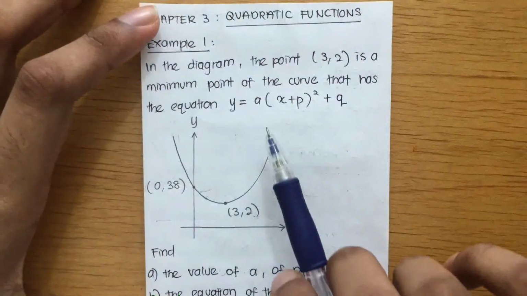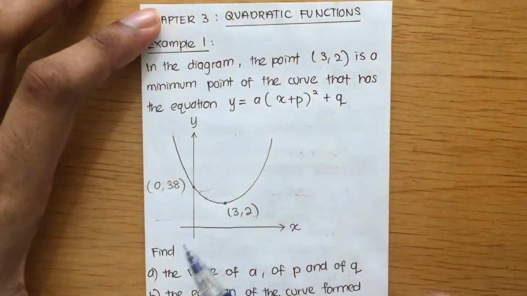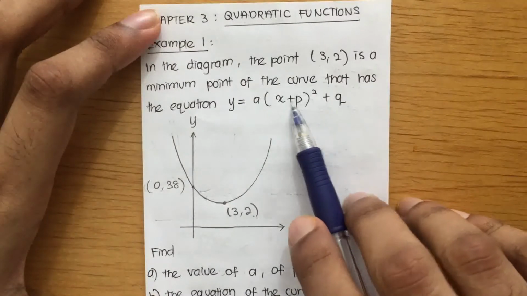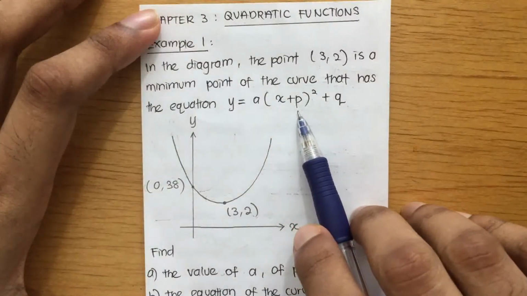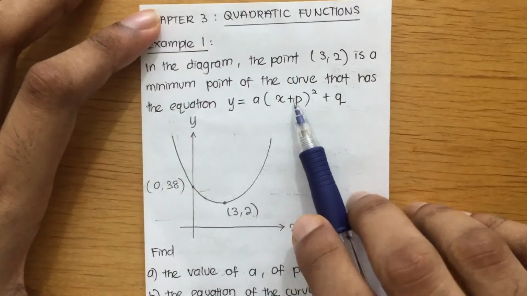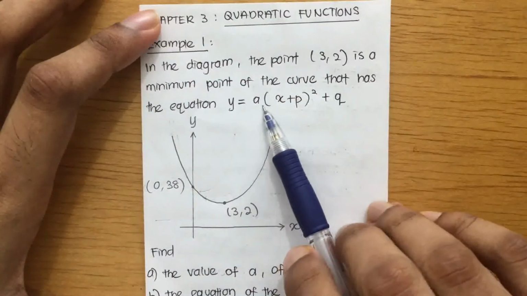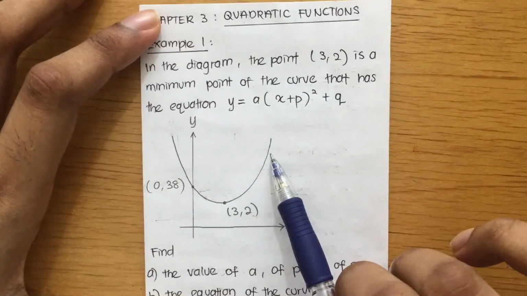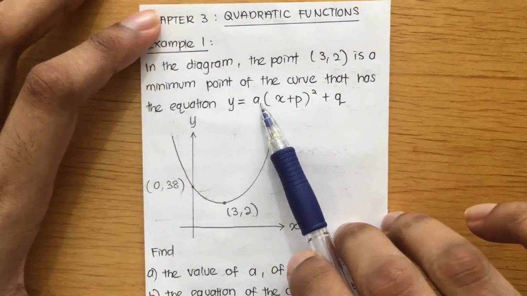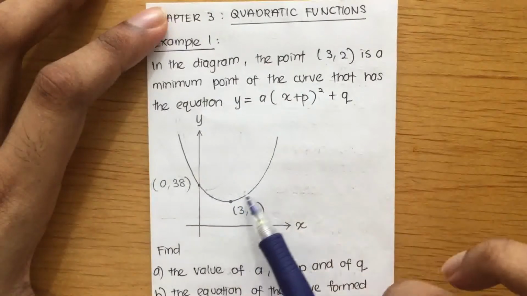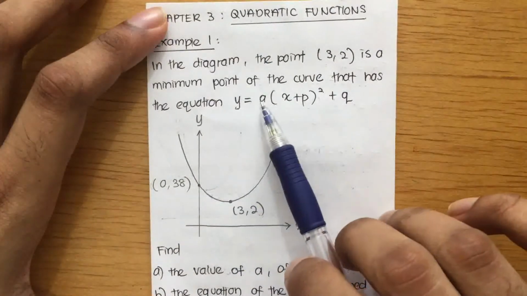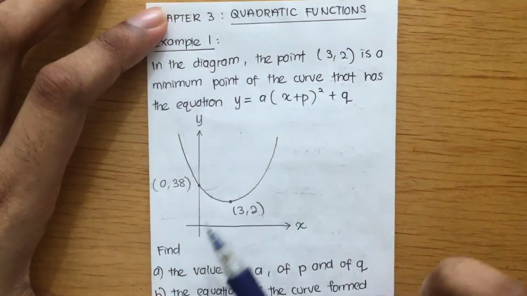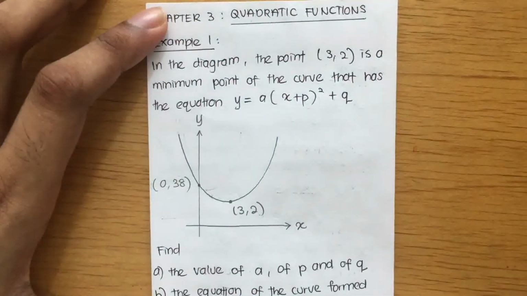Just for your information, this equation is actually the general form of a quadratic function. This q stands for the minimum value. This p is the axis of symmetry equation, which later on you will get x equals negative p. And the coefficient a represents whether your quadratic function has a positive or negative coefficient. If it's positive, you get a smiling face like this. If you get negative, you'll get a sad face graph. So this is the brief explanation regarding the general form of the quadratic function.